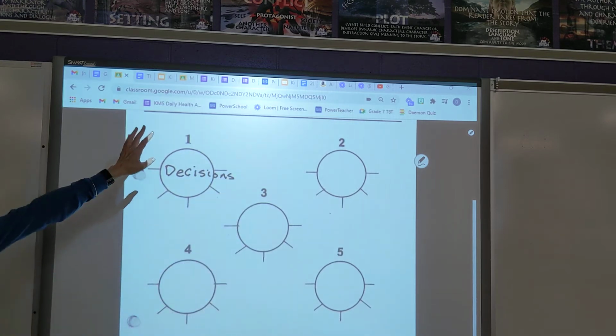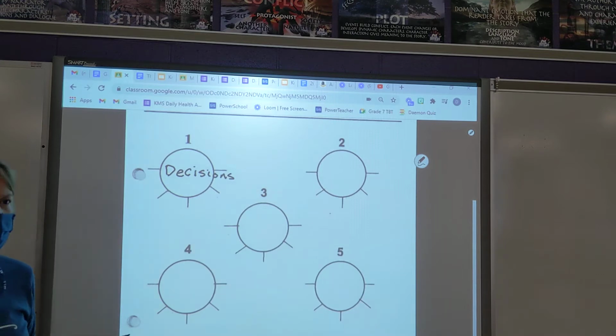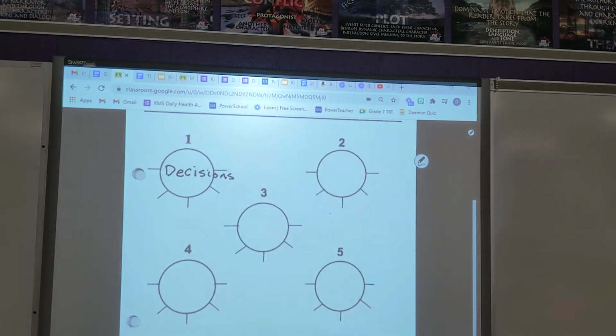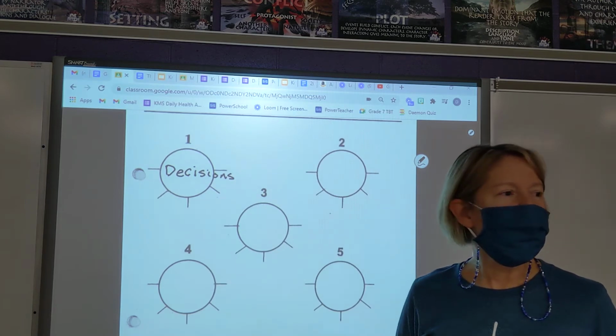Okay? Whatever word you put in the middle of that first wheel, 99% of the time it's going to be an abstract noun, which means it is a noun, but it is not something that you can touch. It's not something you can pick up. It's more of an emotionally charged word. It's abstract because it's like a thought, like time or love or forgiveness, okay? But these are decisions.